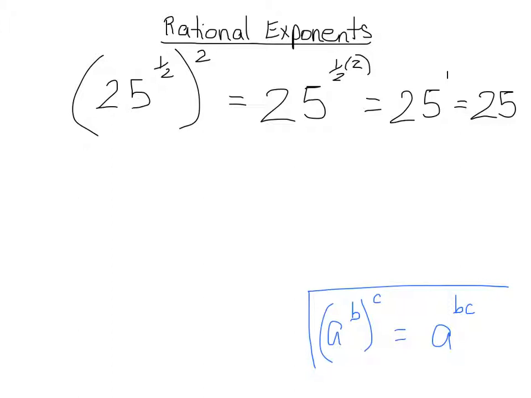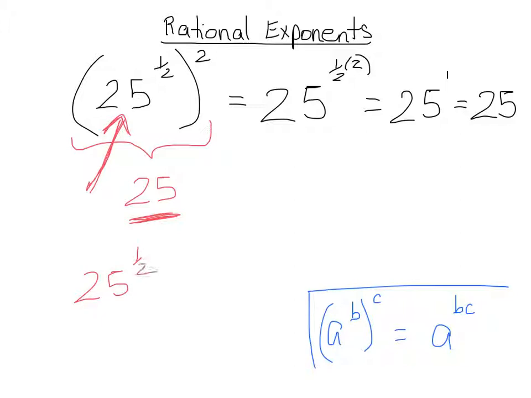All right, so what's the point of all that? Well, this whole thing is just 25. So this part here inside the parentheses, when you square this number, you get 25. So inside the parentheses, or 25 to the half power, is actually the same thing as the square root of 25.